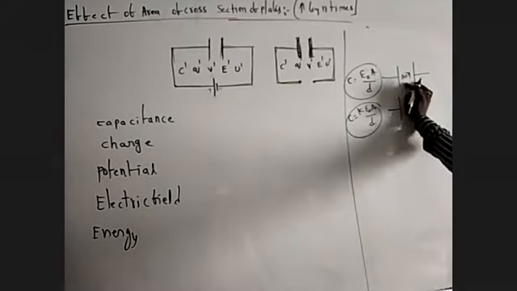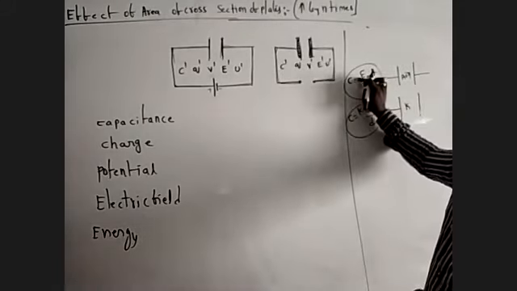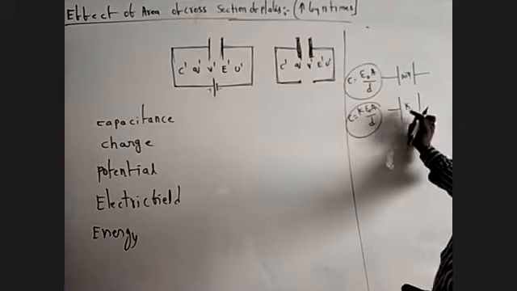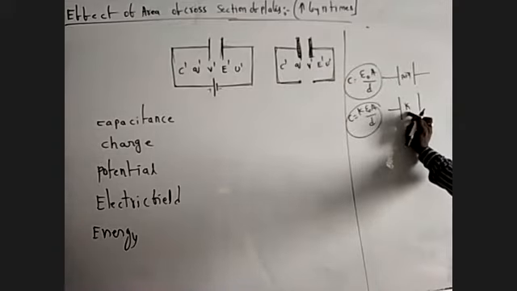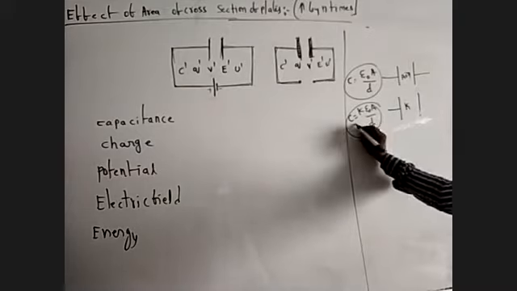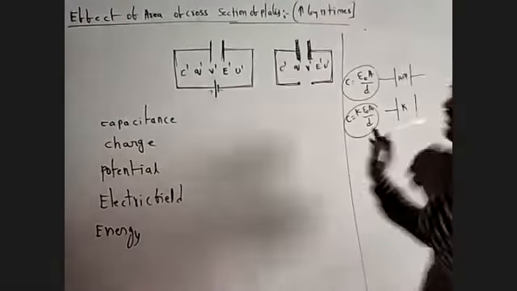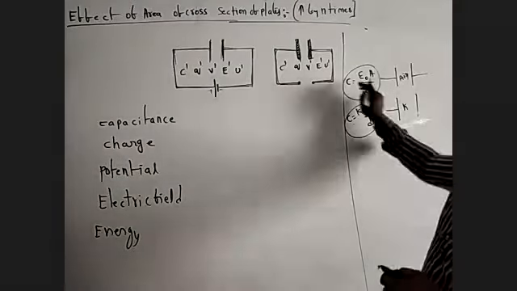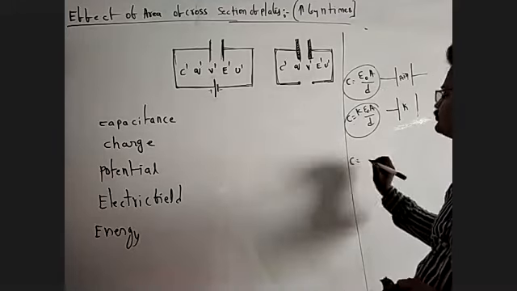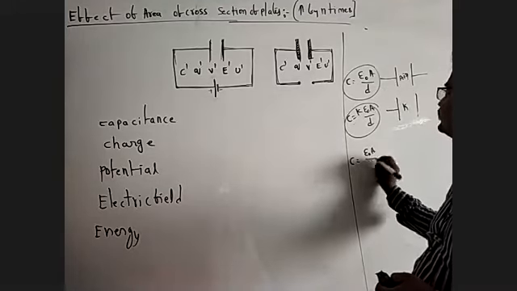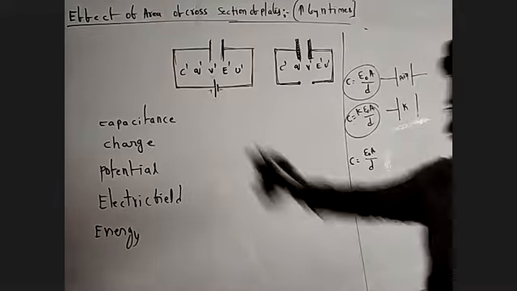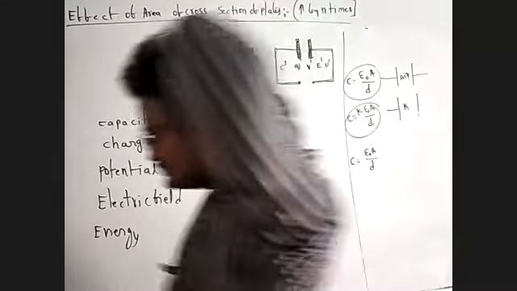Air between the two plates is C is equal to epsilon naught A by D. K indicates the dielectric medium. Dielectric medium between the two plates is C is equal to K into epsilon naught A by D. That is the formula. What is the general formula? C is equal to epsilon naught A by D, for this one, general formula.